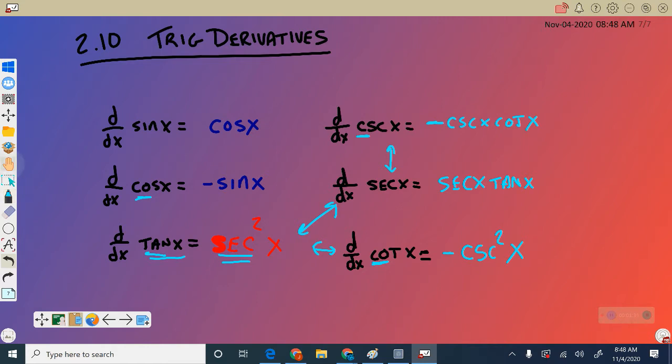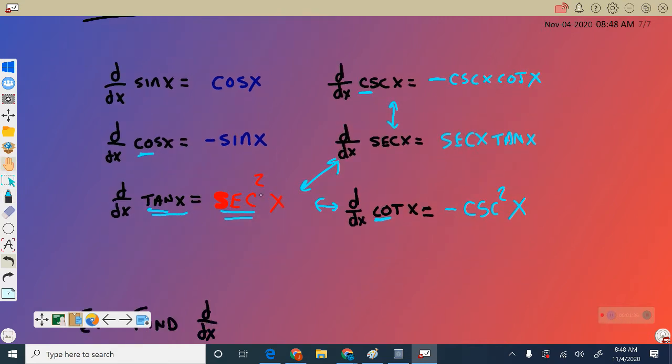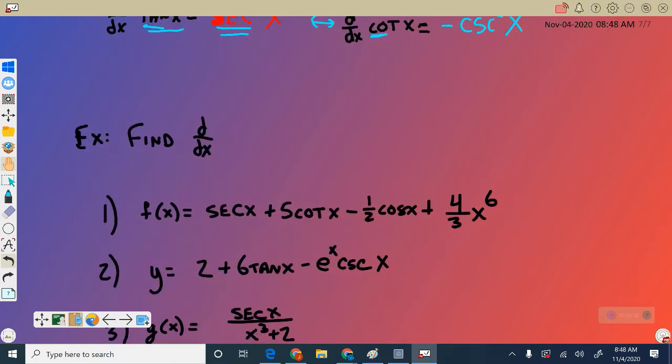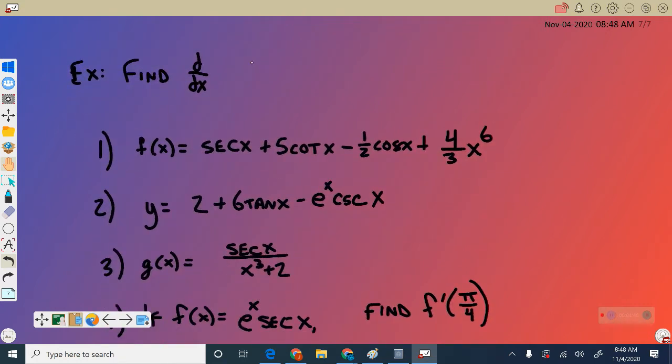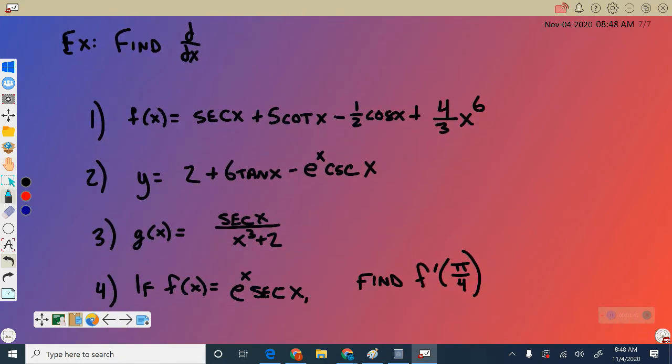So with that in mind, let's see if we can do some problems with it. So we're going to find the derivatives of all of these. And it's a little bit of just memorization, but we've got to go with it. So number 1, when we're finding this derivative, we have f prime of x is going to equal the derivative of secant of x, which we just said was secant of x times tangent of x.